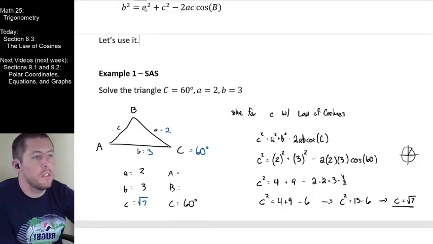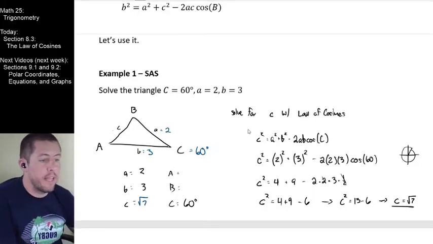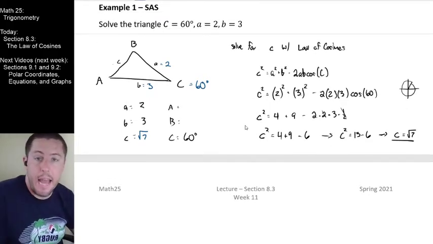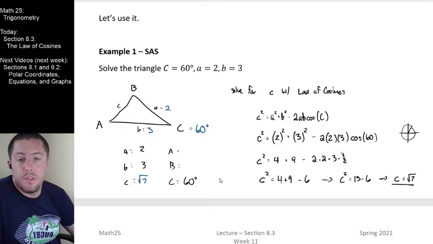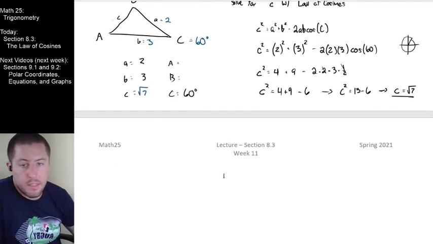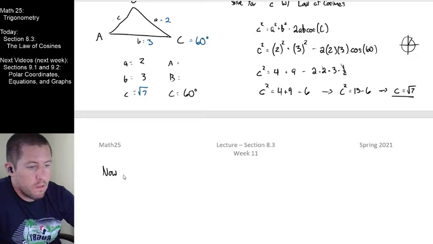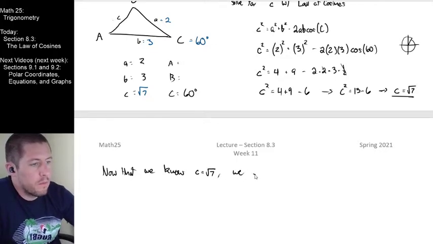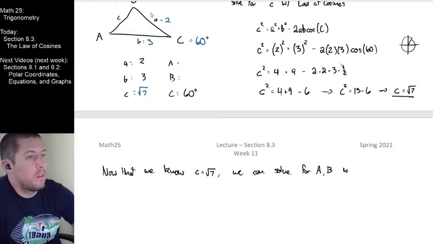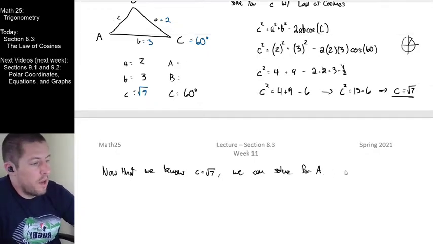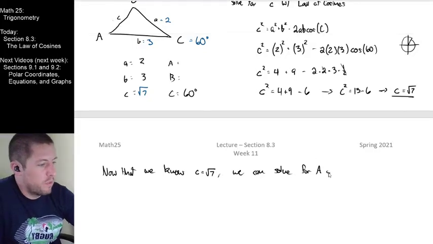So now what are we doing? Now that we know side length C, it now seems like we just want to find angles A and B. The good news for us is that we have many routes that we could go with this. So I'm going to say, now that we know C equals root 7, we can solve for A and B. And note, I want to back up because I don't want to suggest that we need to do too much work here.